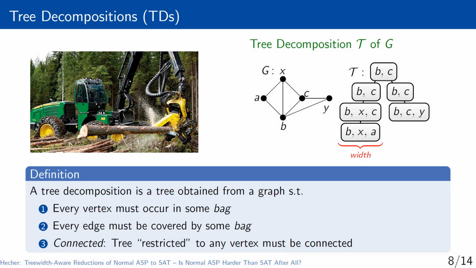Okay, so why do we need these decompositions? Well, we use them for guiding our hardness proof as well as the Treewidth-Aware reduction. But wait, for using a tree decomposition for an ASP program, we need a graph representation, right? Well, the graph representation in our case is quite simple. We use the so-called primal graph or Gaifman graph, which has as vertices the atoms of the program, and we have an edge between two vertices whenever the corresponding atoms appear together in at least one rule.